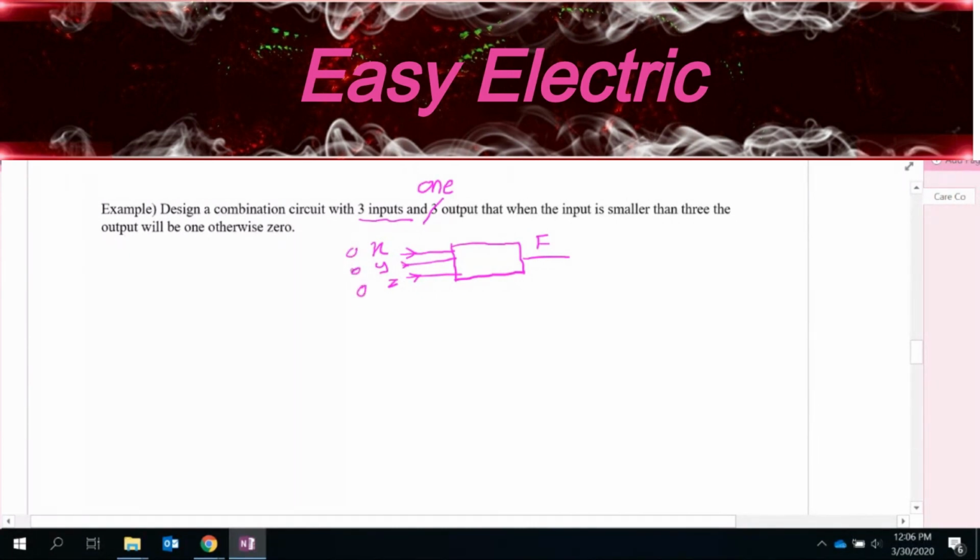So whenever I give 0, 0, 0, based on what I want to design, when the input is smaller than 3, 0 is smaller than 3, the output should be 1, okay? If that's 3 or greater, the output should be 0. For example, if I give 1, 0, 1, which is 5, 5 is greater than 3, so then F should be 0, okay?